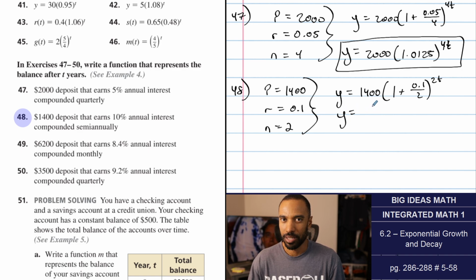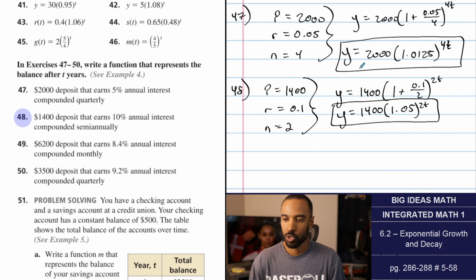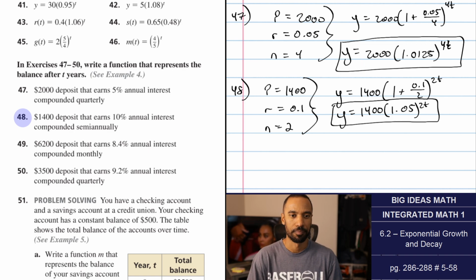Half of 0.1 is 0.05. I was about to say 0.5. And 0.05 plus 1 is 1.05. So 1.05 to the 2t power. There's our model. Of course, we'll answer questions for those pretty soon, I'm sure.